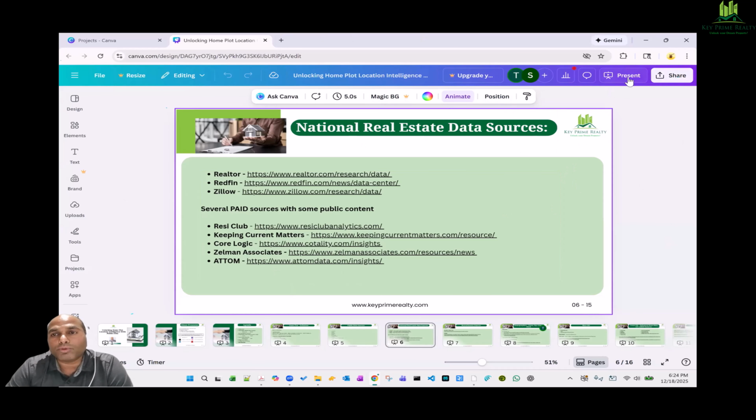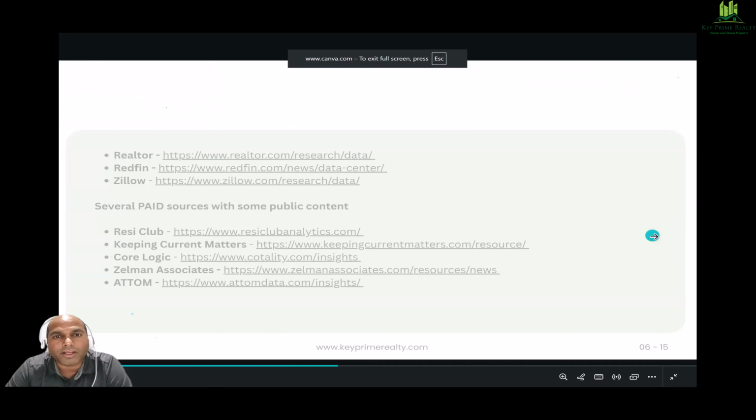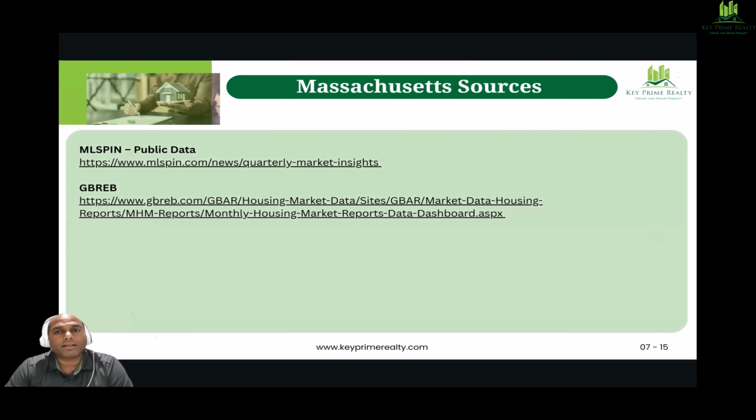Okay, let's move. We have a lot of ground to cover. Let me quickly browse through these and then get into the more interesting stuff that we want to see as far as plots are concerned. Okay, so MLS PIN, this is the Massachusetts. So the previous ones we've seen are national sources, and then for Massachusetts, more relevant local data.